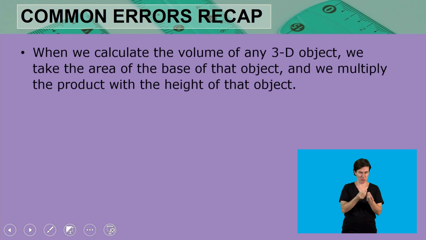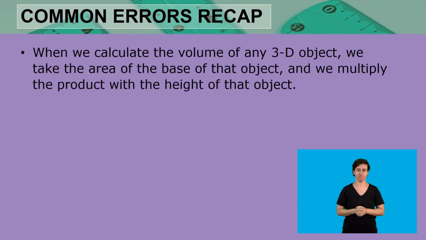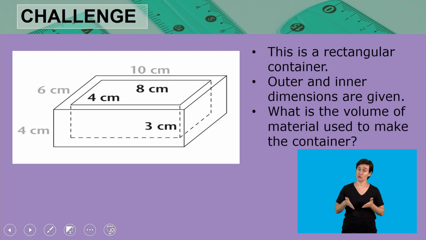Now, when you are working with 3D objects, you need to be careful of these common errors. So when we calculate the volume of any 3D object, we take the area of the base of that object, and then we multiply that product with the height of the object. So for any 3D object, we just need the area of the base, and then we will multiply with the height of that object. Let's end off our lesson with a challenge.